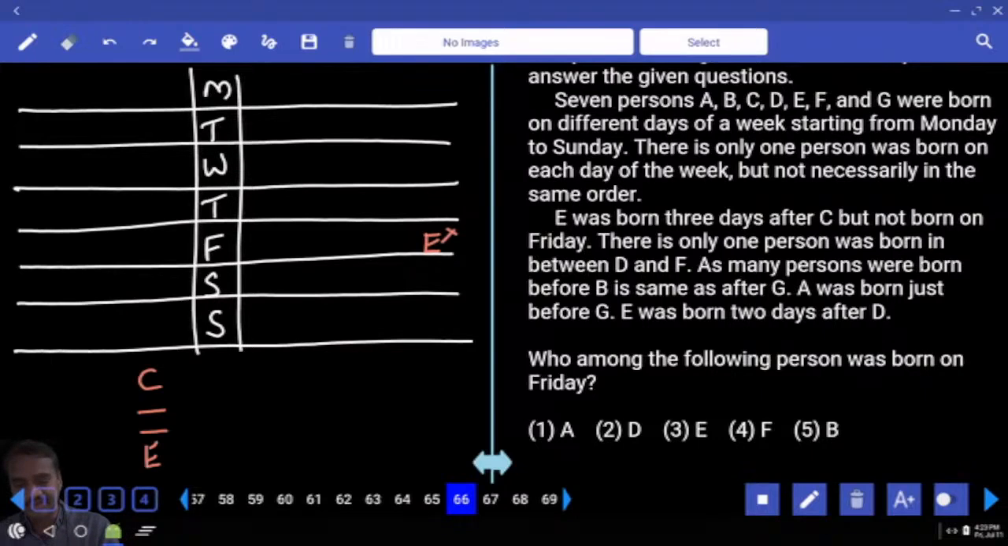One person between D and F. Now in between D and F how many? There is exactly one. As many before B, after G. Now B and G need to have an equal number of persons. A was born just before G. Now A and G must be together like this.